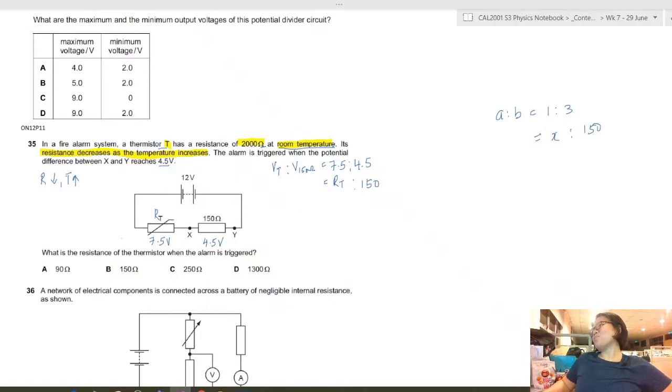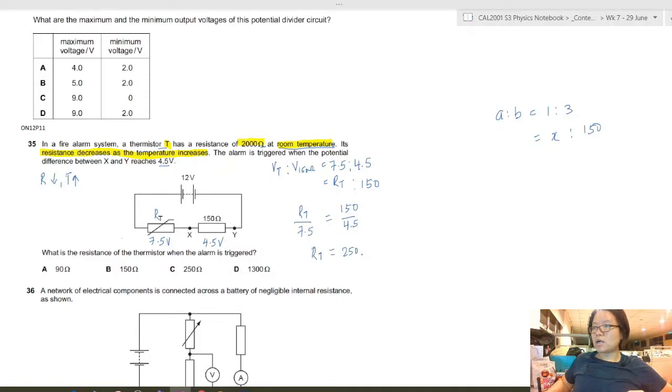Okay, so this is a method. What you can do is take RT divided by 7.5 is equal to 150 over 4.5. I'm doing this so that RT remains the numerator. I come from a background with not that great a calculator because I am that old. So there you will get RT as 250. There are many ways to solve the problem. This is one of them.